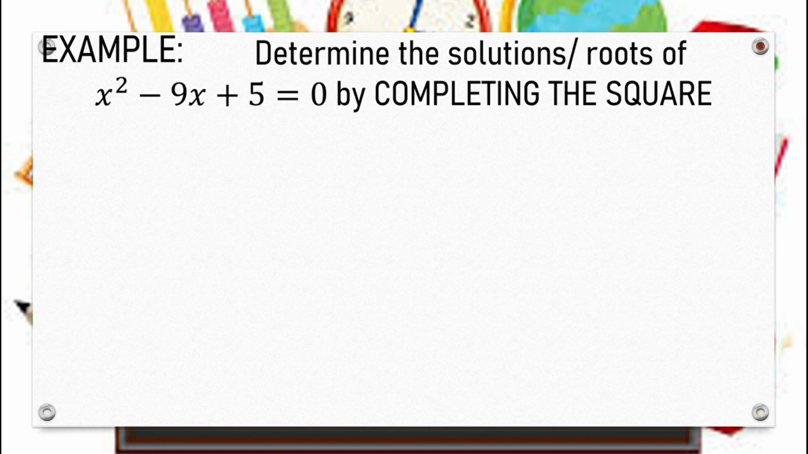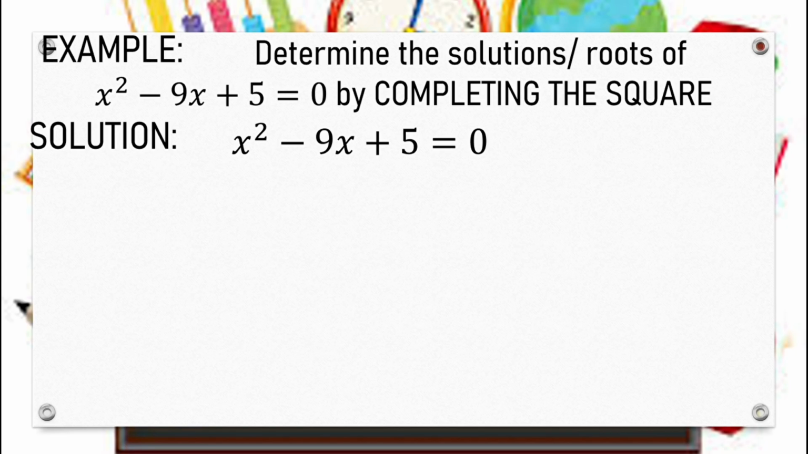Determine the solutions or roots of x squared minus 9x plus 5 equals 0 by completing the square. In this example, the equation is x squared minus 9x plus 5 equals 0. In obtaining the solutions or roots of a quadratic equation by completing the square, make sure that our a is equal to 1. In this certain equation, x squared has a numerical coefficient of 1.